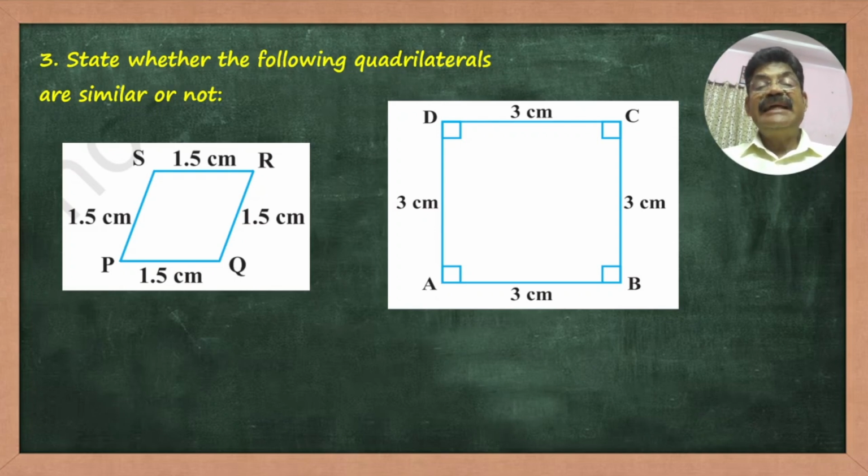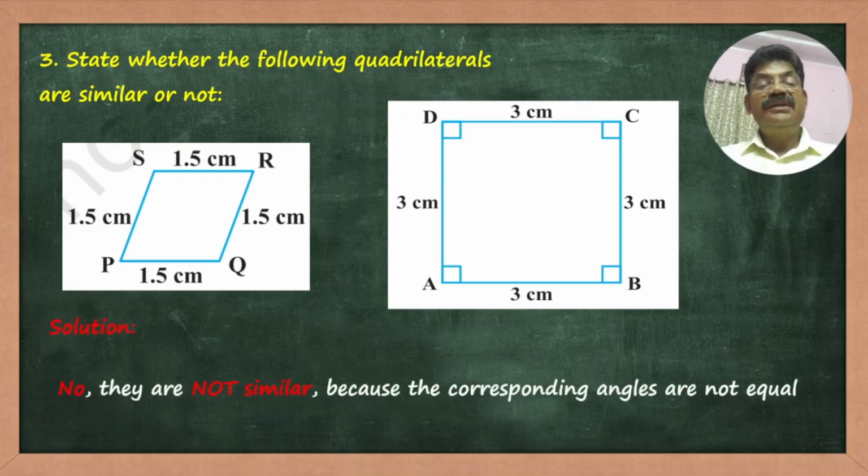But what about the angles? Definitely the corresponding angles are not equal. Therefore, these two quadrilaterals are not similar because the corresponding angles are not equal. So that is the answer.